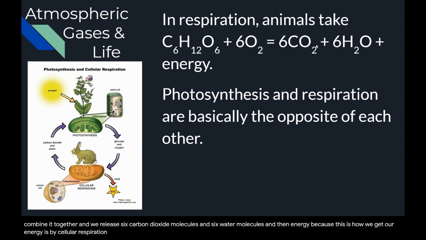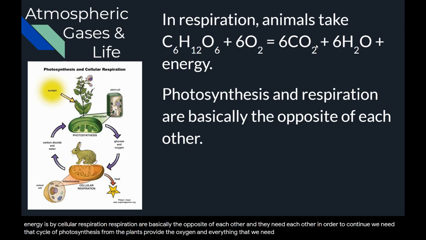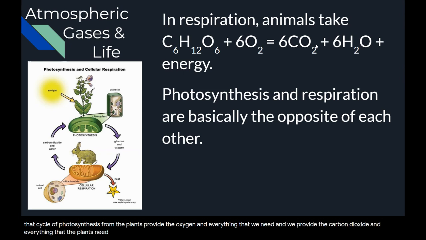Photosynthesis and respiration are basically the opposite of each other, and they need each other in order to continue. We need that cycle of photosynthesis from the plants to provide the oxygen and everything that we need, and we provide the carbon dioxide and everything that the plants need. We need that cycle to continue.